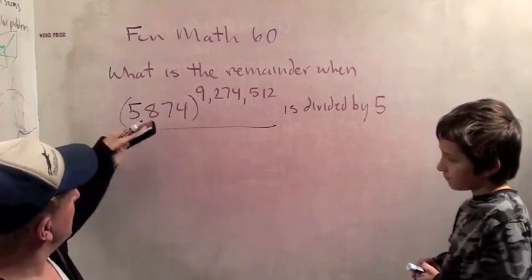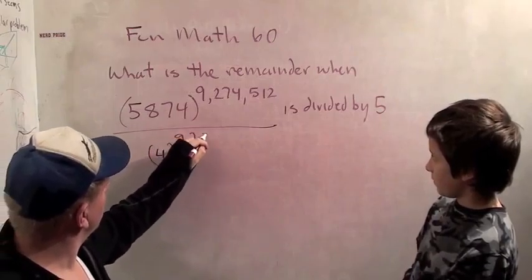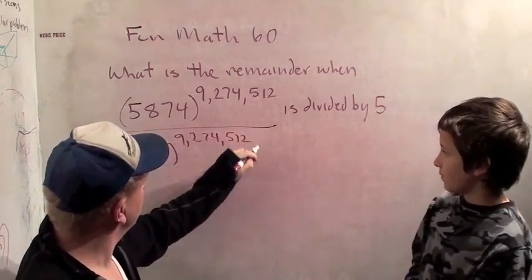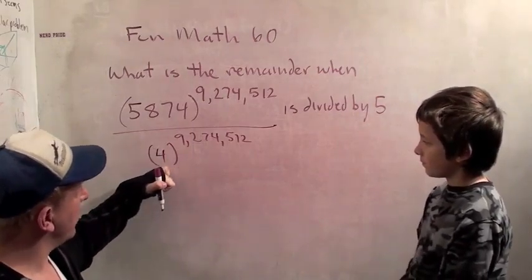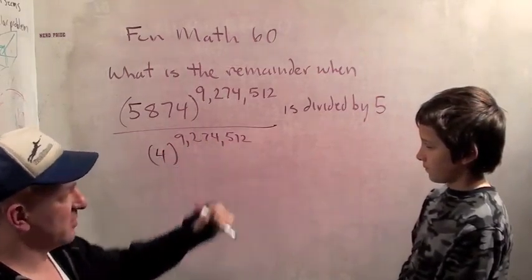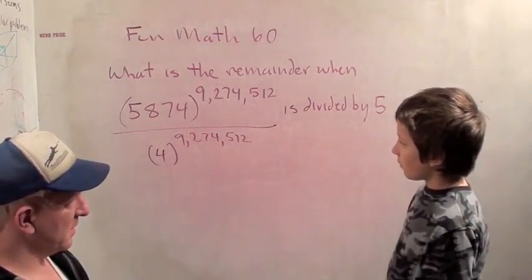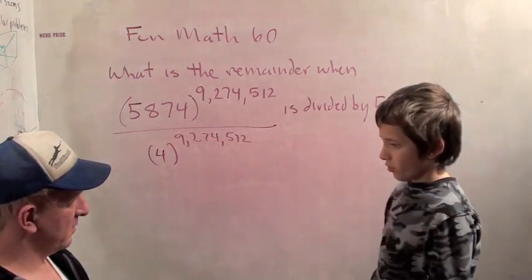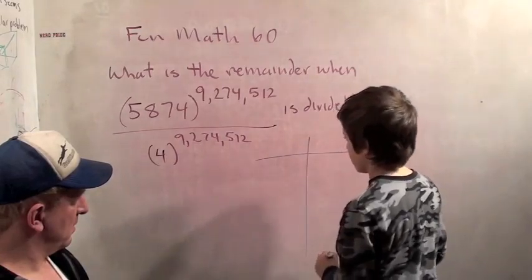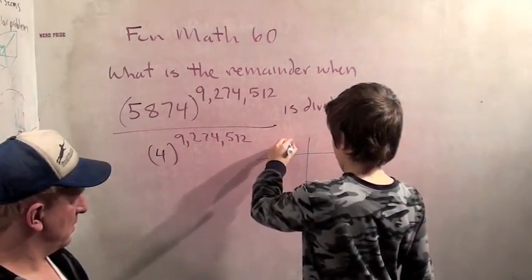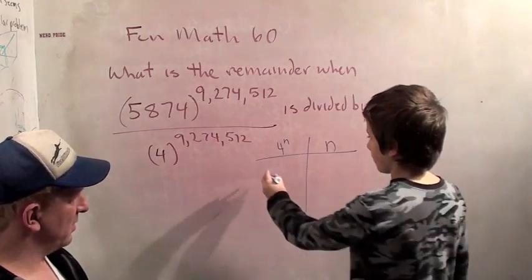So the remainder when this number is divided by 5 is the same as the remainder when 4 to the 9,274,512 is divided by 5. Now all we have to figure out is what happens when you divide 4 to the 9,274,512 by 5. How are you going to figure this out? Well, we could write down some powers of 4. Where do you want to start?